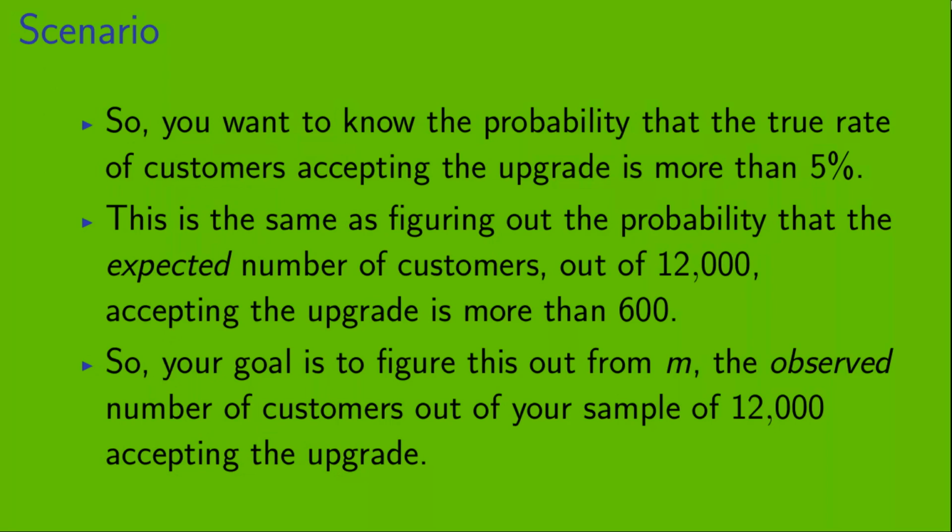So, you want to know the probability that the true rate of customers accepting the upgrade is more than 5%. This is the same as figuring out the probability that the expected number of customers out of 12,000 accepting the upgrade is more than 600. So your goal is to figure this out from M, the observed number of customers out of your sample of 12,000 accepting the upgrade.